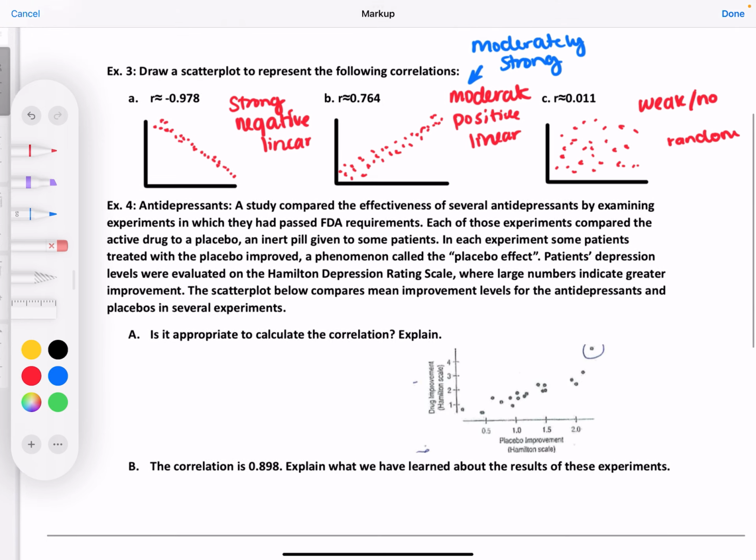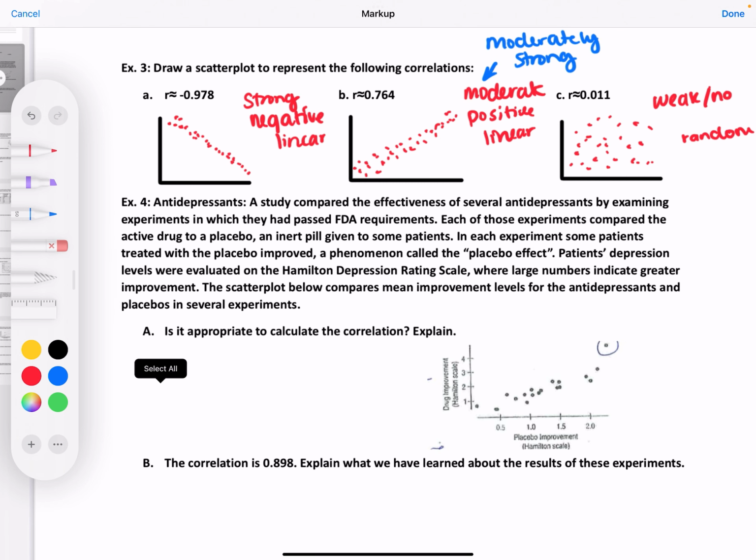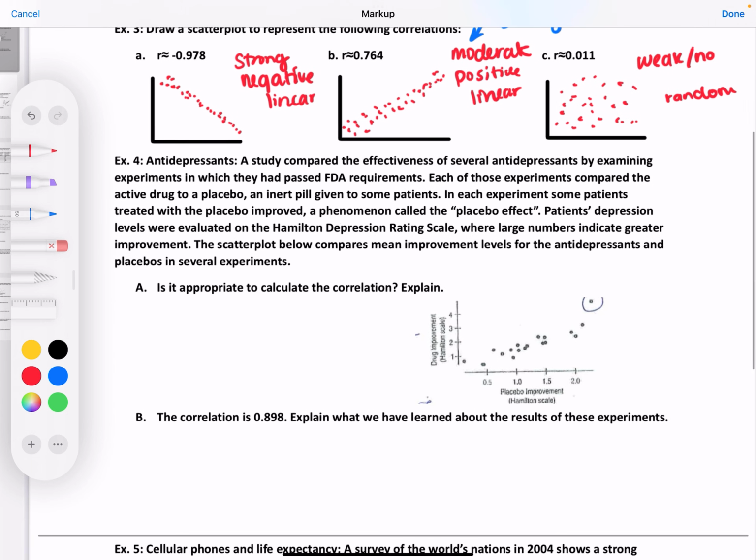All right. So the next one. Antidepressants. A study compared the effectiveness of several antidepressants by examining experiments in which they had passed FDA requirements. Each of those experiments compared the active drug to a placebo, an inert pill given to some patients. In each experiment, some patients treated with the placebo improved, a phenomenon called the placebo effect. Patients' depression levels were evaluated on the Hamilton Depression Rating Scale, where large numbers indicate greater improvement. The scatterplot below compares mean improvement levels for the antidepressant and placebos in several experiments. That was a mouthful.